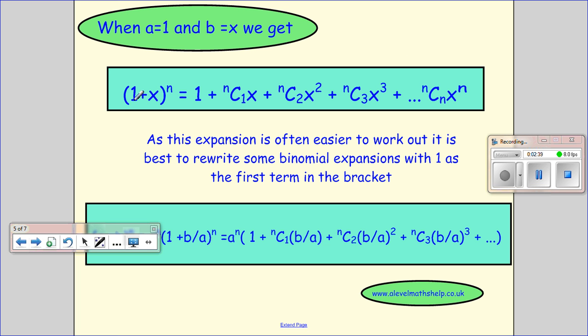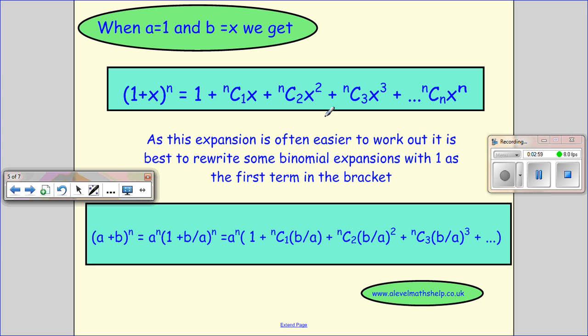Okay, so if we set a equals 1 and b equals x, our expansion becomes like this. And I hope you would agree that this is a much easier looking expansion. All we're doing is going up in powers of x. We just have 1 there, so that'd be x to the 0. And then we just have to find our coefficient. So if we can have the thing we want to expand as 1 plus something, it's easier.